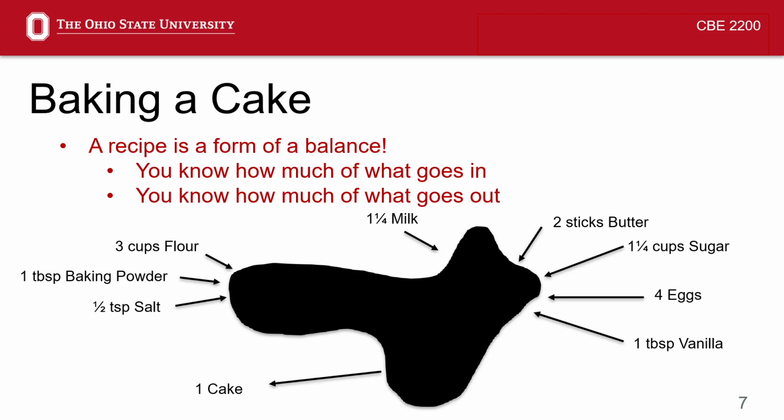So an easy way to actually solve problems like this is if you've ever made a double recipe, say for this cake. If you want to make 2 cakes, it's a real simple process of just doubling all of the ingredients. And so that's just a very simple example of how you can use this to solve problems in chemical engineering.